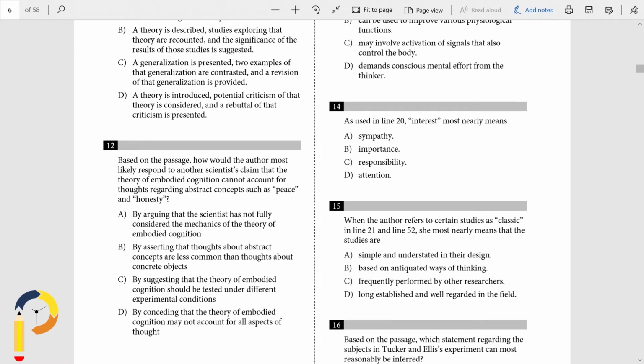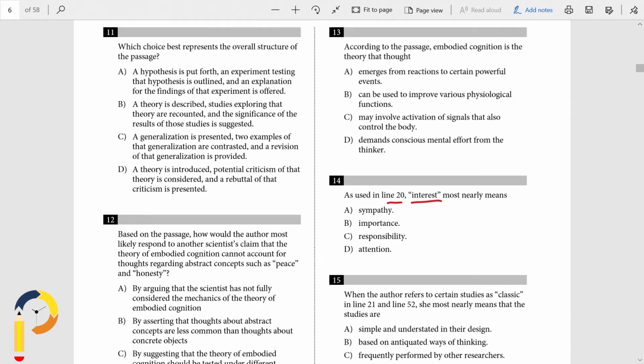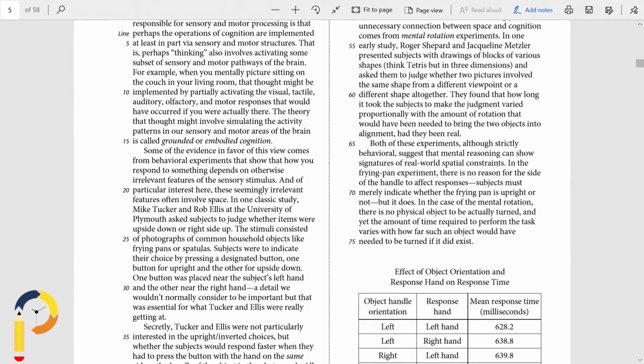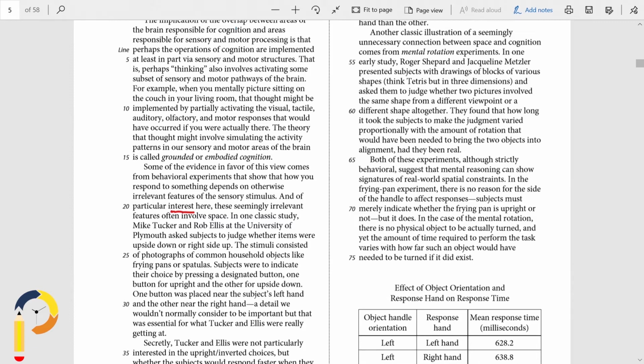not line reference ones, but question number 14 is a vocab in context question. So we can directly move to line 20, looking for the word interest. For those of you who have read the passage, you could just read this line. For the ones who haven't, reading three lines above and three lines below will give you a better understanding. And of particular interest here, these seemingly irrelevant features often involve space, okay? So of particular focus here.